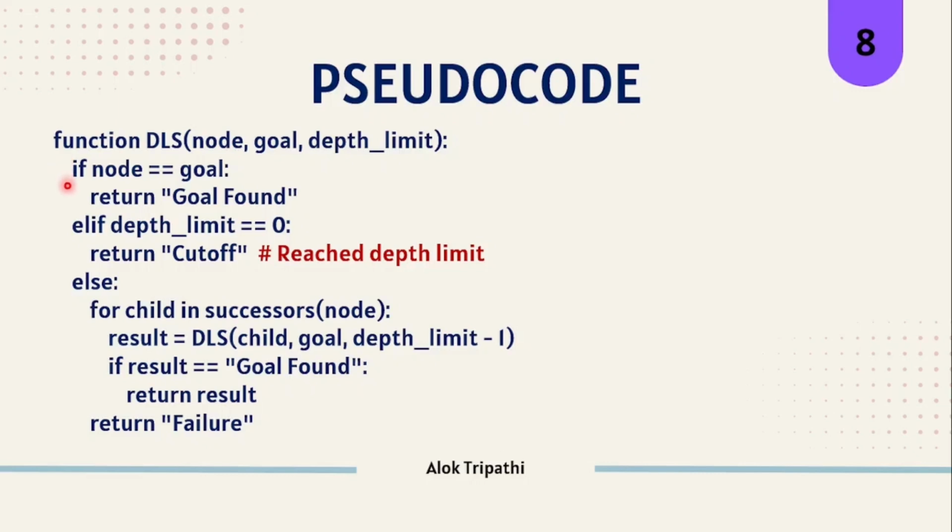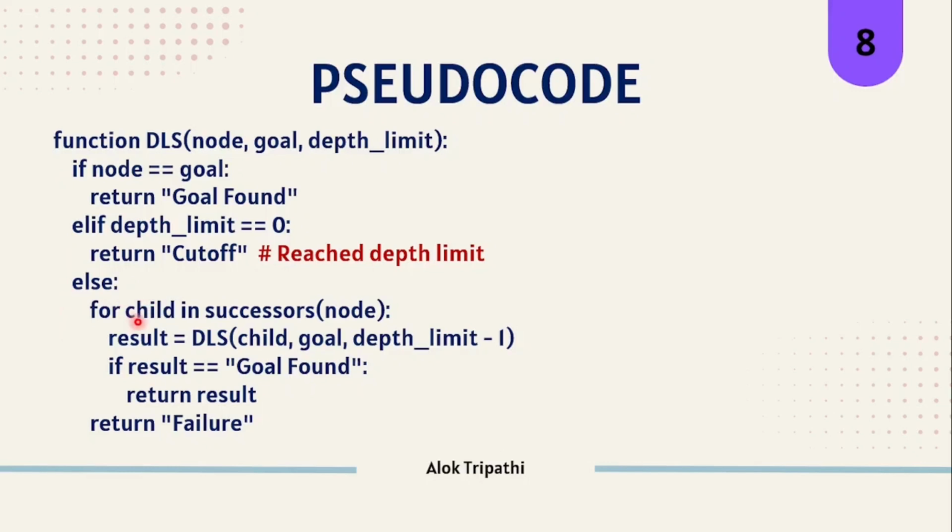So first of all, a condition would be checked if this current node equals the goal node, and if this condition is true, it returns goal found. Otherwise, another condition is checked, which checks if our depth limit has reached 0. If yes, it would be returning a string cutoff, meaning it has reached its depth limit. If both of these above conditions are false, then our else condition would get executed.